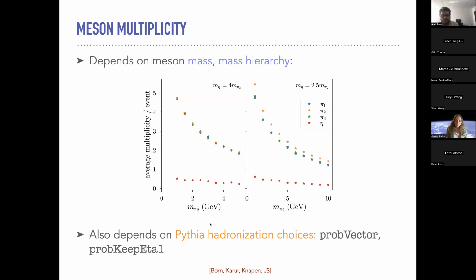The one point that, again, I want to emphasize is that to get these particular plots, we had to make some choices. In running the Pythia hadronization model, we had to make some choices for how often you're going to make vector mesons in the showering. Vector mesons decay to pairs of scalar mesons, so that affects the overall multiplicity of the scalar mesons. We had to make some choices about how likely we thought the shower was to make the eta. Again, these choices have to be viewed as part of the definition of the model, and it's the best guess that we can do.